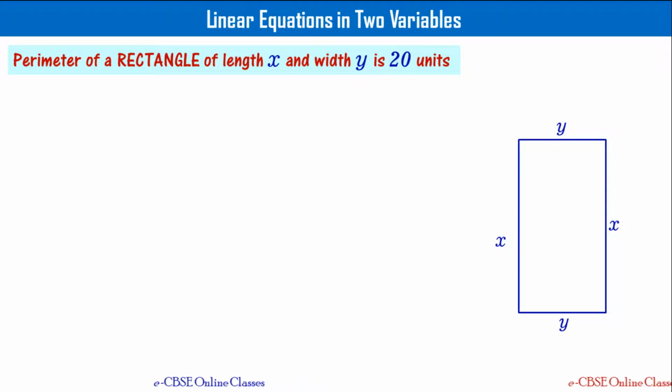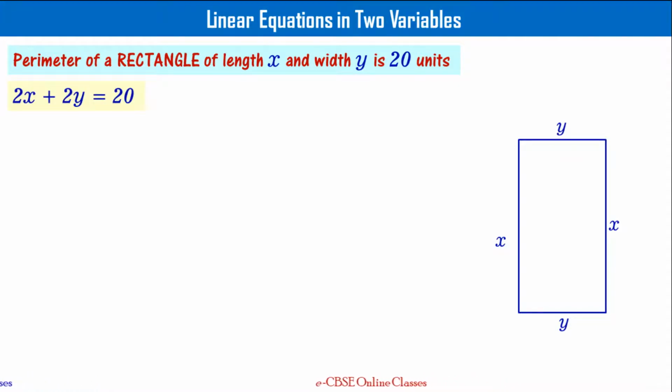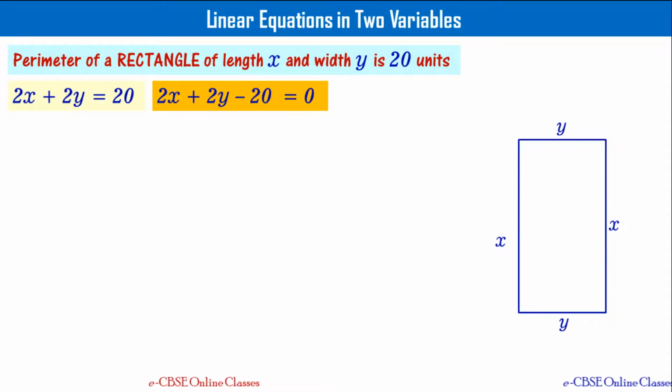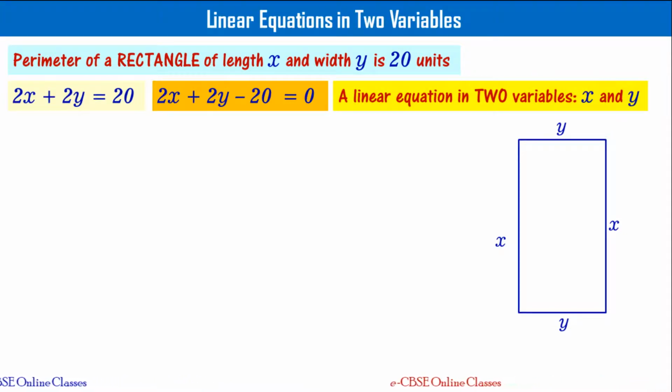Perimeter of a rectangle of length x and width y is 20 units. This can be written as 2x plus 2y equal to 20, or this can also be expressed as 2x plus 2y minus 20 equal to 0. Both the equations are equally valid. If you observe these equations, variables are x and y and their powers are 1. That's why this equation is called a linear equation in two variables. The variables are x and y. Please take a note of that.